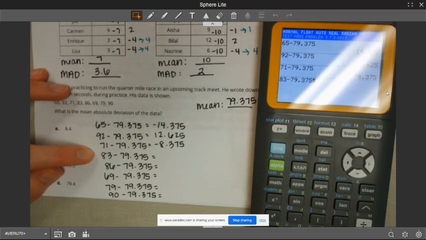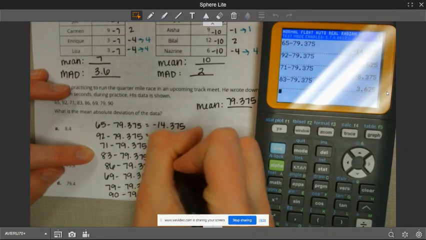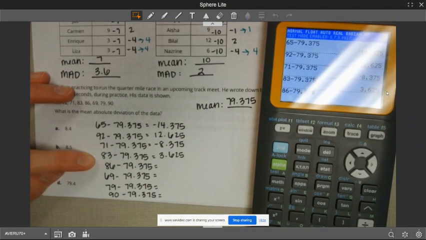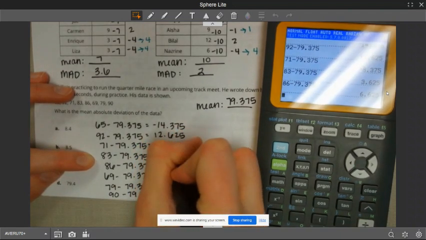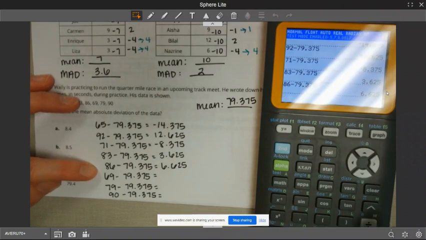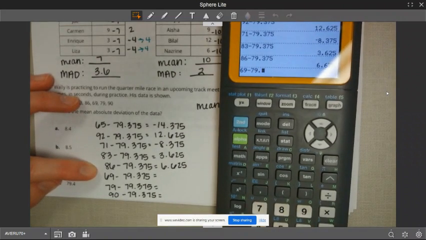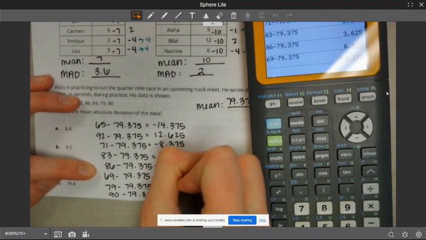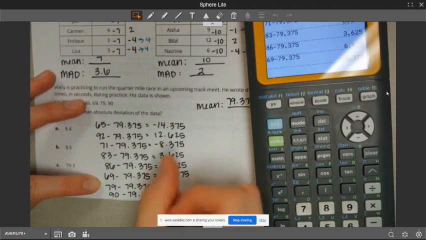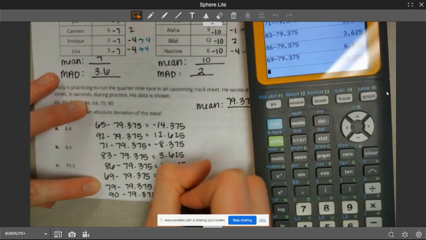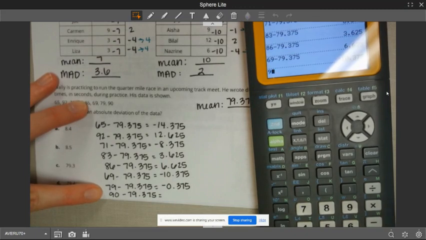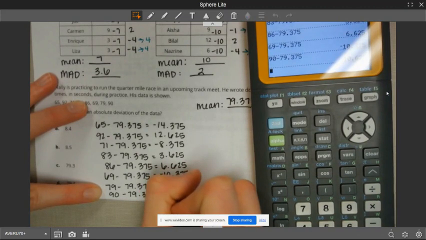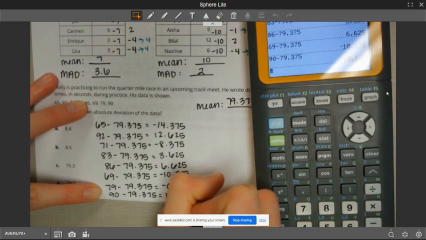83 minus 79.375 is 3.625. 86 minus 79.375 is 6.625. 69 minus 79.375 is negative 10.375. 79 minus 79.375 is negative 0.375. And lastly, 90 minus 79.375 is 10.625. Oops, that's a 10.